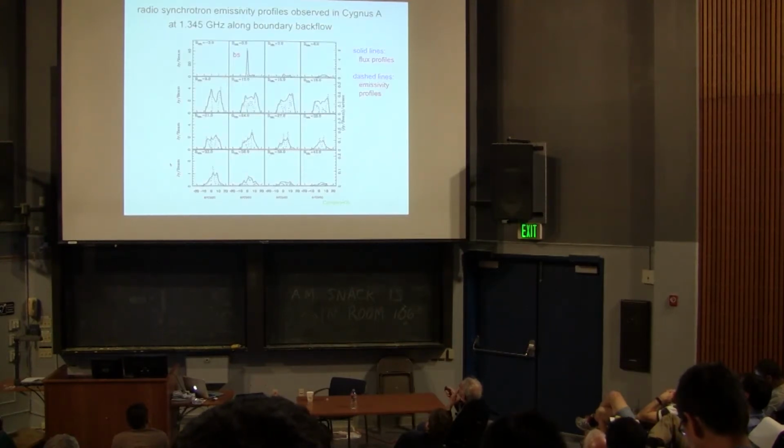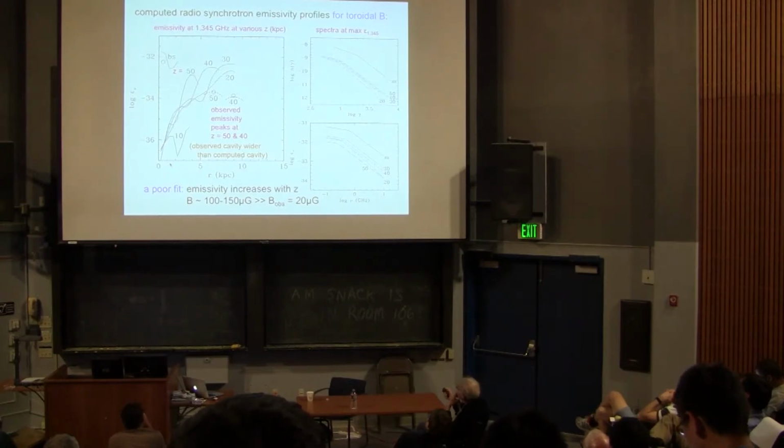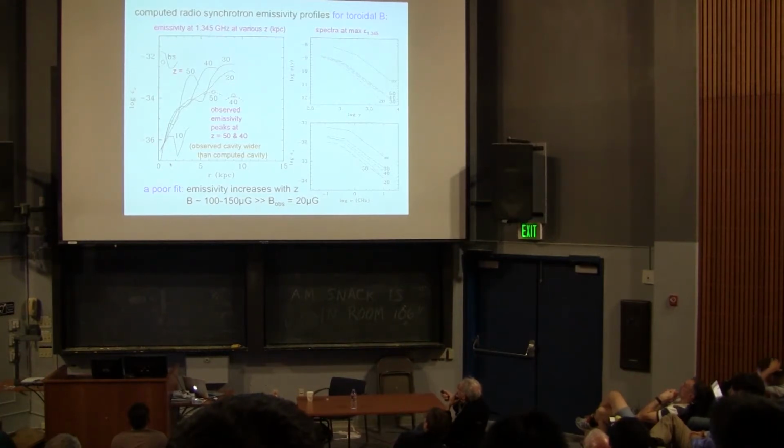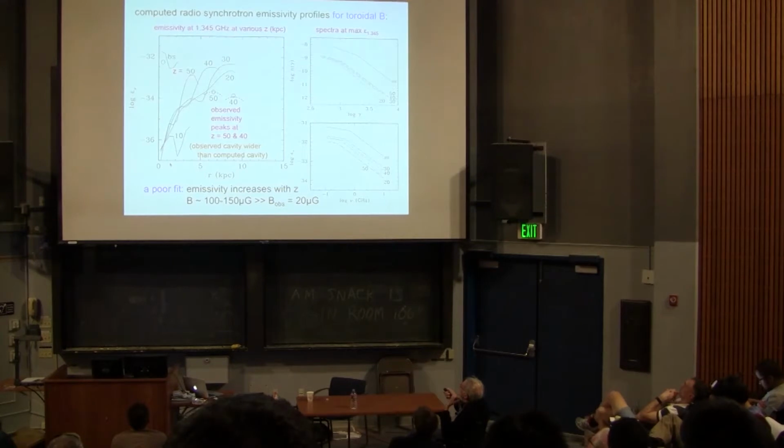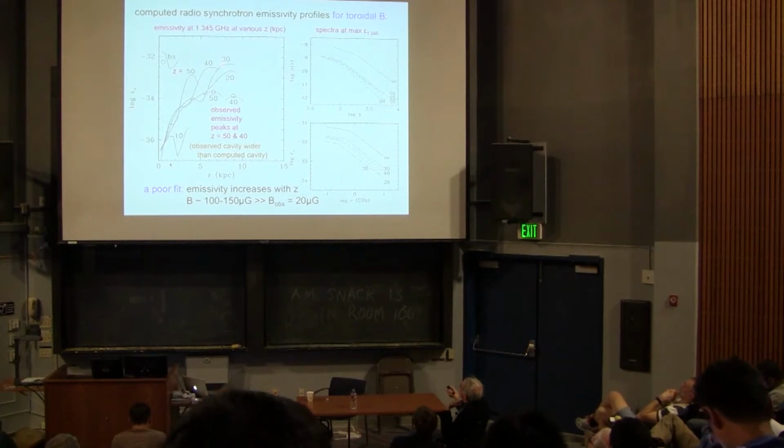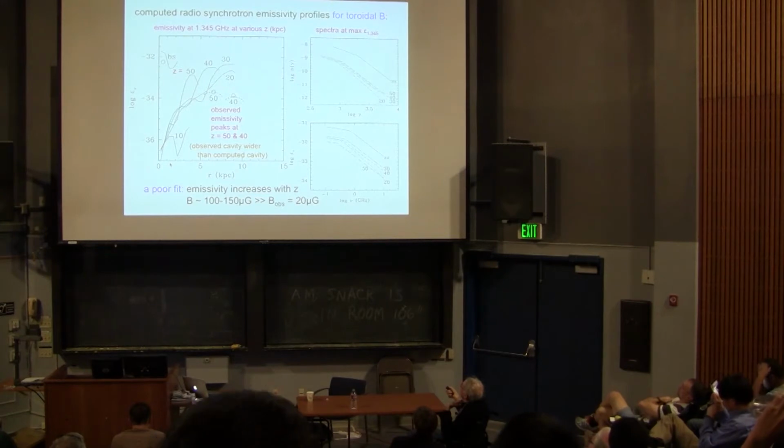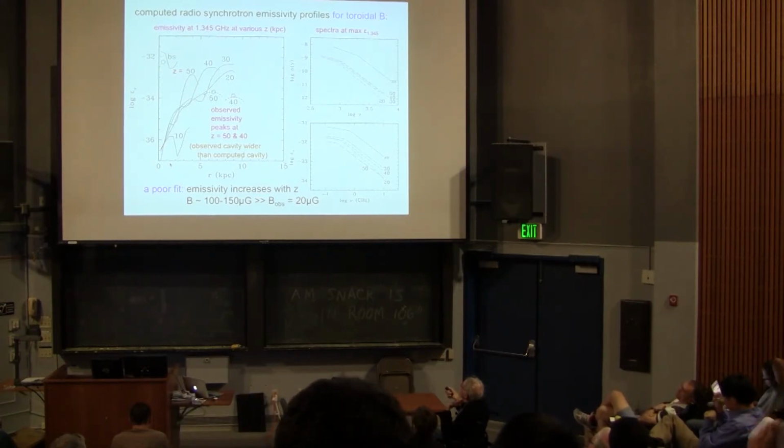Okay, skip this. So now I can calculate and compare the radio emissivity as a function of distance from the jet axis at various distances coming in toward the center of the cluster. These are in kpc. And you see for the toroidal field, the field strength and the emissivity are increasing to more than an order of magnitude. So by the time I get up here, I'm way above the observations.